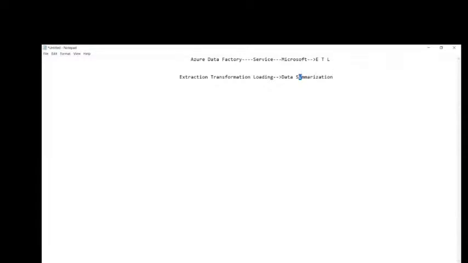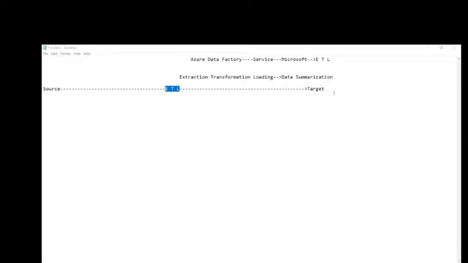So now, for this process of ETL, we require two things. Source, and the next one we require is Target. And between the source and the target, we apply ETL, that is nothing but extraction, transformation, and loading.